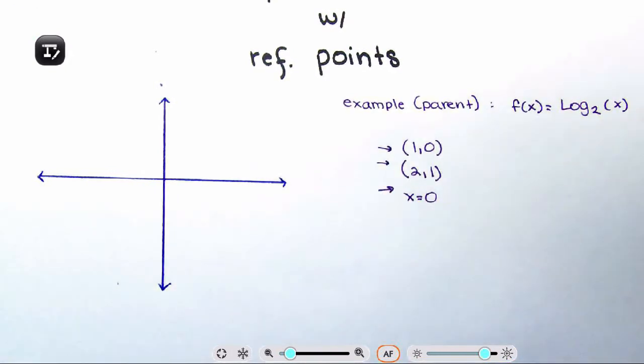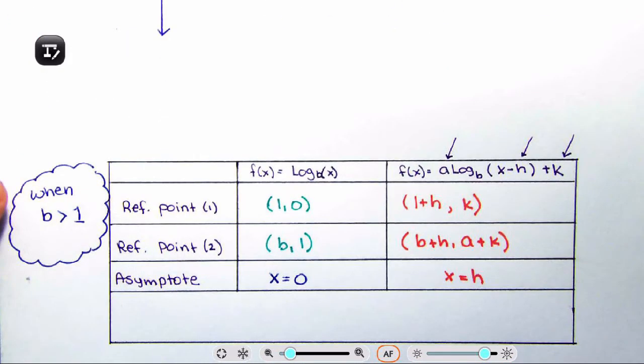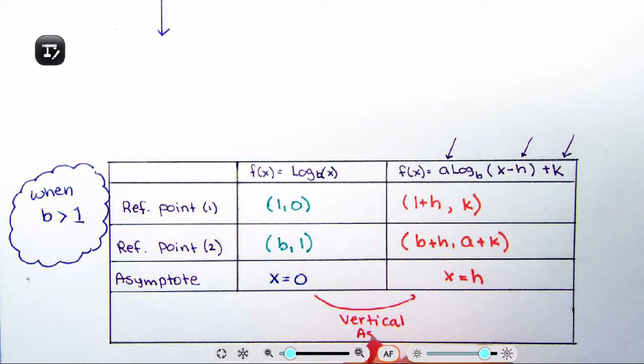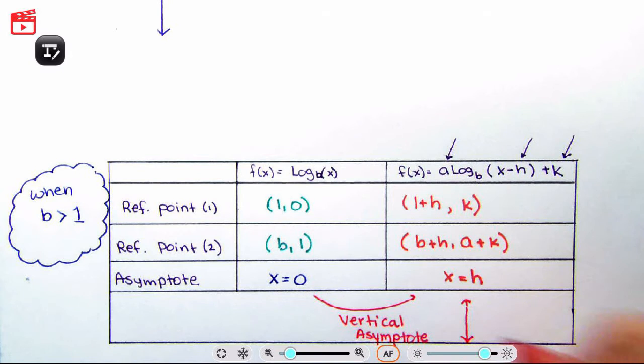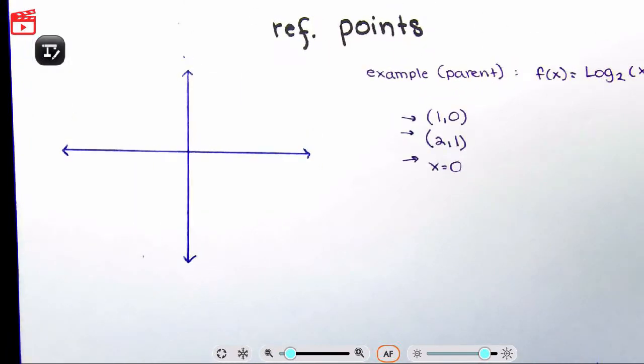Now, one thing, I am actually going to grab my red marker here. The asymptote, because we are doing the inverse of an exponential function, is a vertical. So a vertical, up and down asymptote, not horizontal. We're no longer doing a horizontal. Think inverses, think opposite. If we had a horizontal asymptote for our exponential function, we now have a vertical asymptote for our logarithmic function.